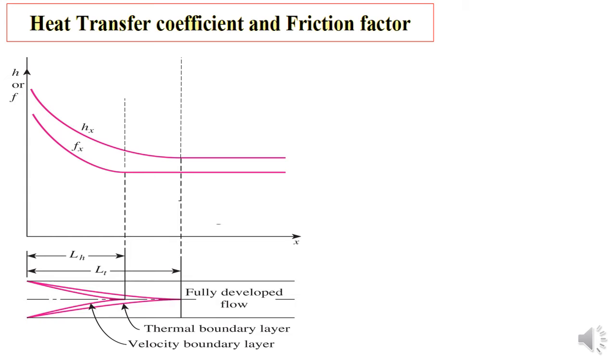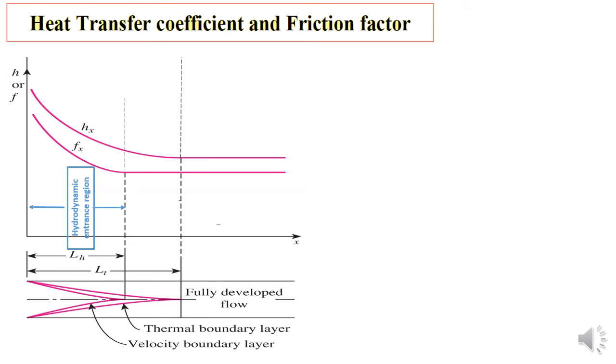As you can see in the figure, we have the h and f. h is the convection heat transfer and f is the friction factor, versus the distance starting from the entrance region to the fully developed flow for thermal boundary layer and also velocity boundary layer. And then we have two lines, which are the hx and fx. hx is the convection heat transfer, and fx is the friction factor.